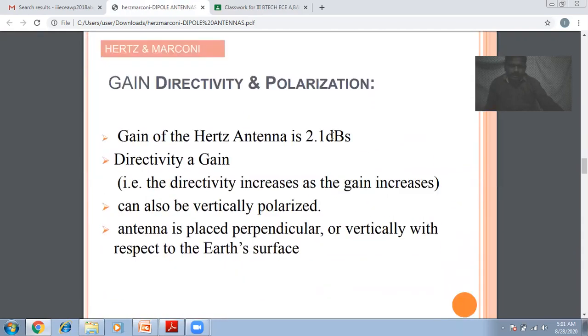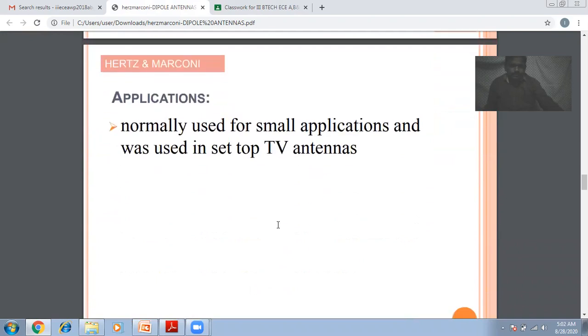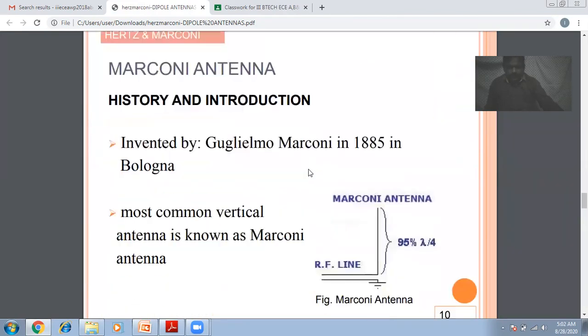The gain of this half-wave dipole antenna or Hertz antenna is 2.1 decibels. The antenna is placed perpendicular or vertically with respect to the earth surface. It is normally used for small applications and was used in set-top TV antennas. Already we have seen the applications of this half-wave dipole antenna, and the other name for this antenna is Hertz antenna, as seen in the previous slides.